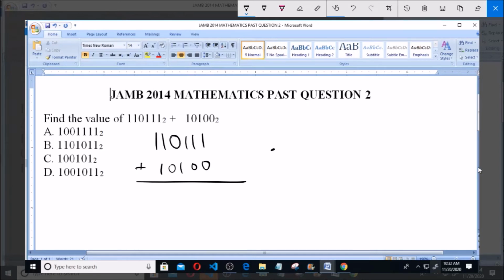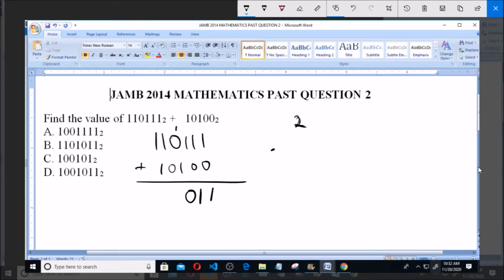Now 1 plus 0 will give us 1, 1 plus 0 will give us 1. Now 1 plus 1 will give us 2. Now we can't write 2 here because we are doing addition in base 2. So since 1 plus 1 gives us 2, we ask how many times can the base, which is 2, go into 2? That is once, remainder 0. So we write the remainder 0 here and pick that 1, which is the number of times 2 can go into the number, and bring the 1 here.